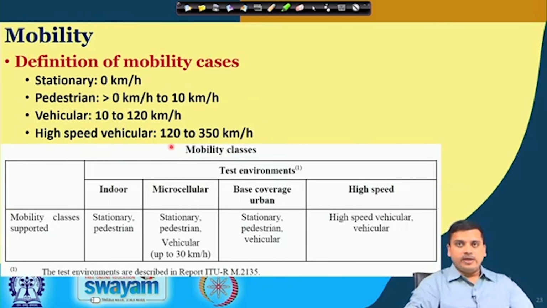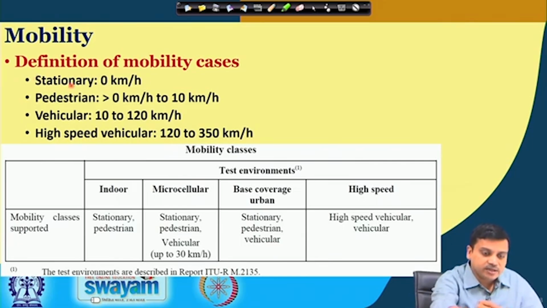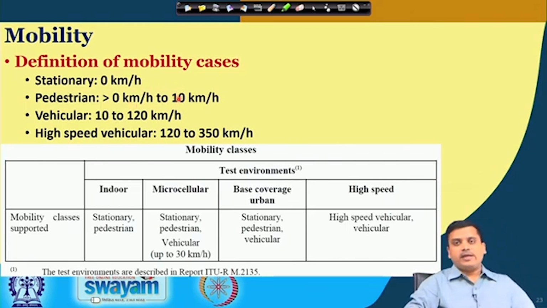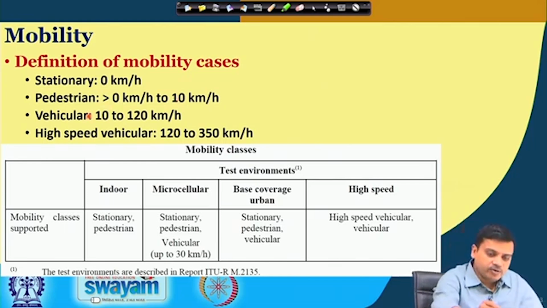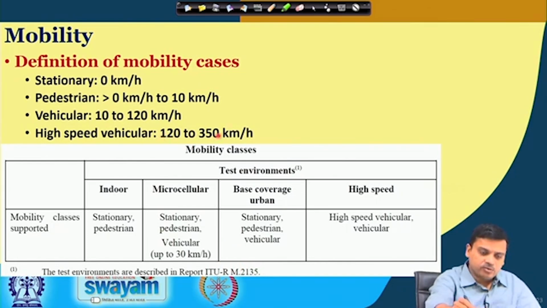Now comes the mobility. So, here there is a definition of mobility. Stationary conditions are of course no mobility, there is 0. Pedestrian conditions are when people are walking, where it is up to 10 kilometers per hour. So, values like 3, 5, 7, all kinds of values are good enough, and vehicular is like 10 to 120 kilometers per hour. Again, details are described in the document M.2135, and high speed vehicular is from 120 to 350.